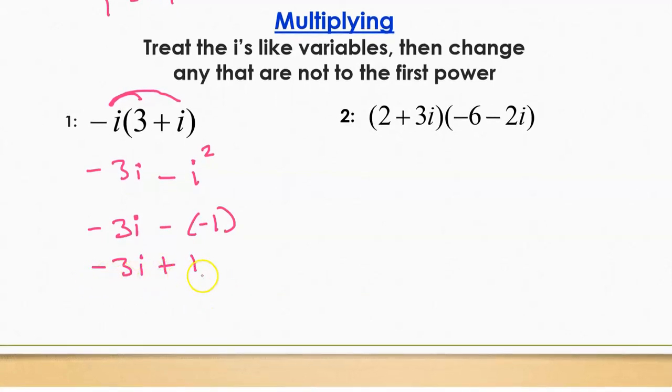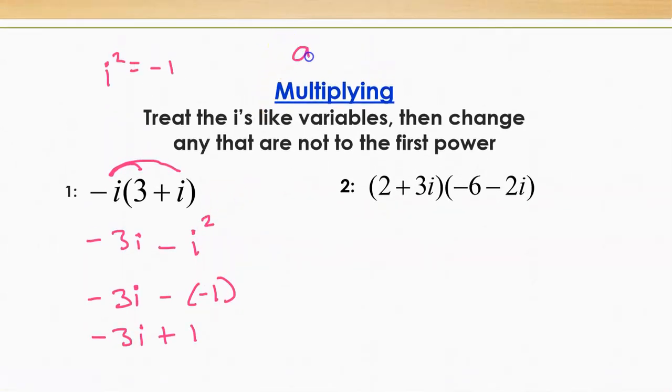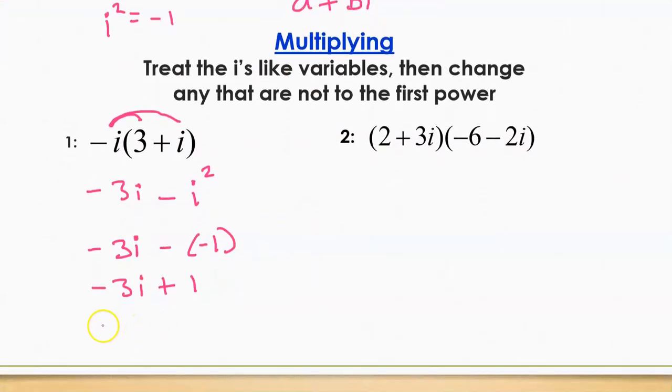All right, and standard form for complex numbers is the form a plus bi. So we really should put the i term second. So I'm going to switch this around and write 1 minus 3i for my final answer.